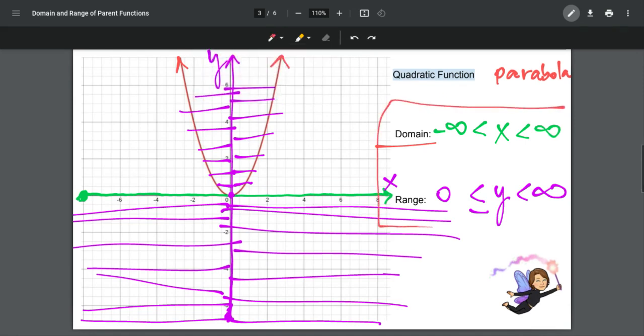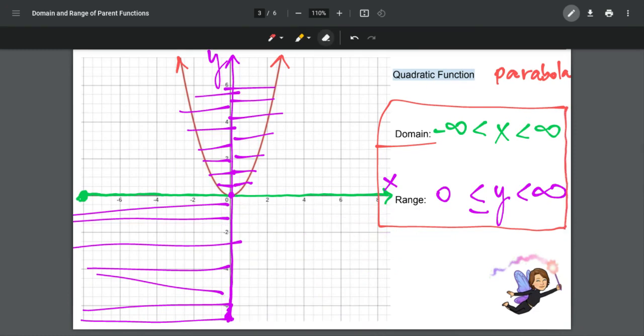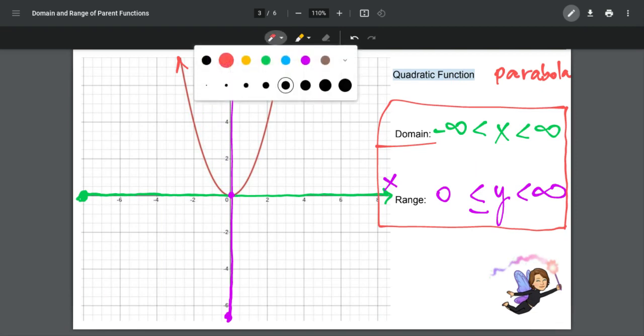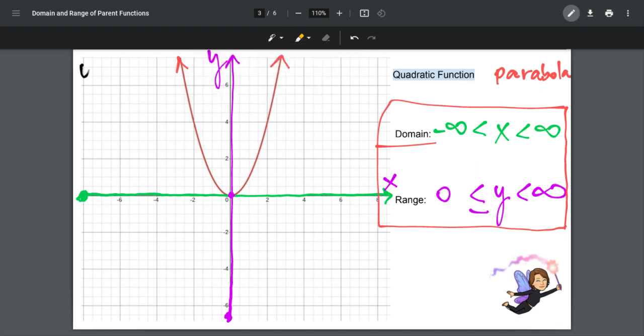Yes, I will. Is it true for all quadratic functions this way? Well, think about it. Quadratic functions, what do they look like? Okay, so let's just state the parent function of this particular graph. This is x squared, okay? F of x equals x squared, function notation.